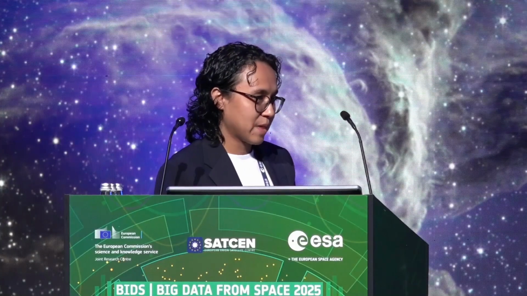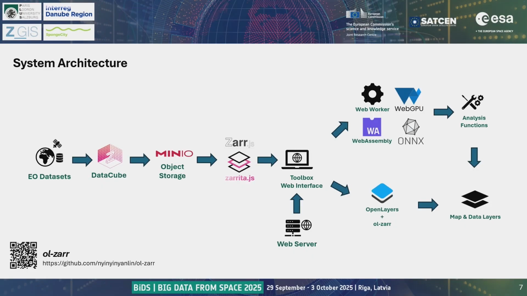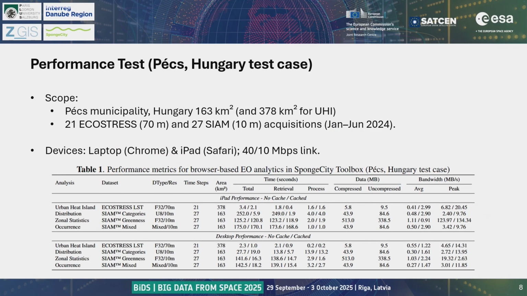From there, depending on how complex or performance greedy your analysis functions are, you can choose to use Vanilla JS or WebAssembly or WebGPU, or even if you want to run machine learning, deep learning, lightweight models, you can use ONNX frameworks to do that. In the end, after processing, the results are delivered right back into the map and the other chart visualizations layer.